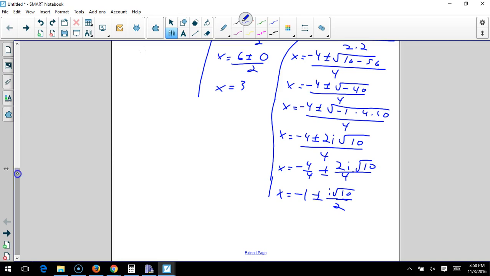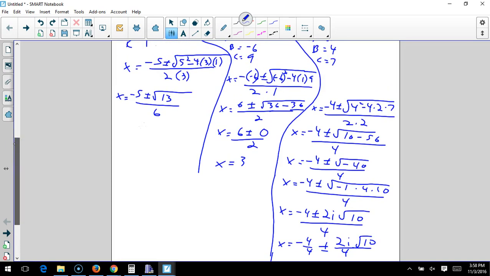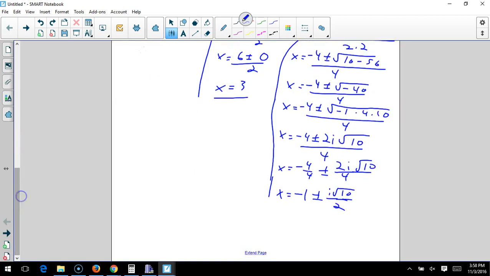So notice what we have here. On the first one, we have negative 5 plus or minus radical 13 over 6. If we turn radical 13 over decimal, we would get 2 different answers. In this middle one, we only got one answer. And in this one, we have an imaginary answer.